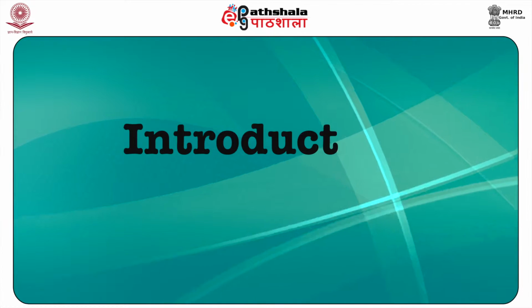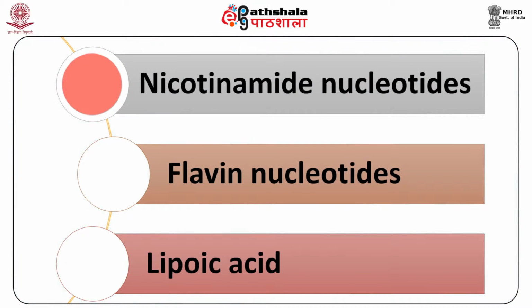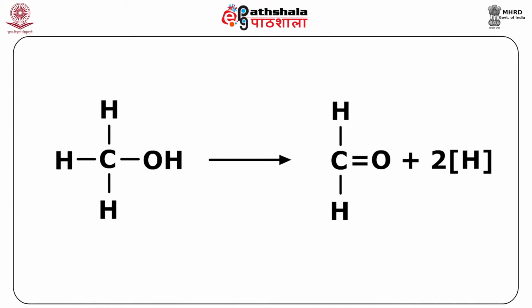Now students, let us begin with the introduction of this topic, coenzyme. This group consists of three important coenzymes, that is group of coenzyme II, all of which assist different enzymes in oxidation reduction reactions. And this group comprises of first nicotinamide nucleotides, flavin nucleotides and lipoic acid. The dehydrogenation of an alcohol to ketone or an aldehyde is one of the most frequent biological oxidation reduction reactions. As you can see here, we have simplified this reaction and presented to you here.